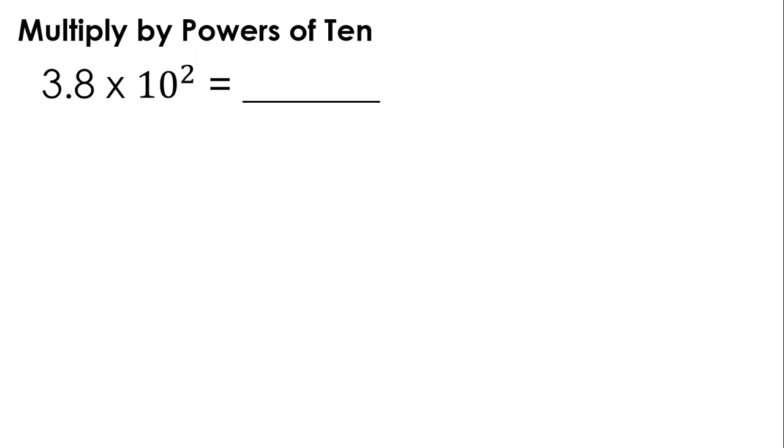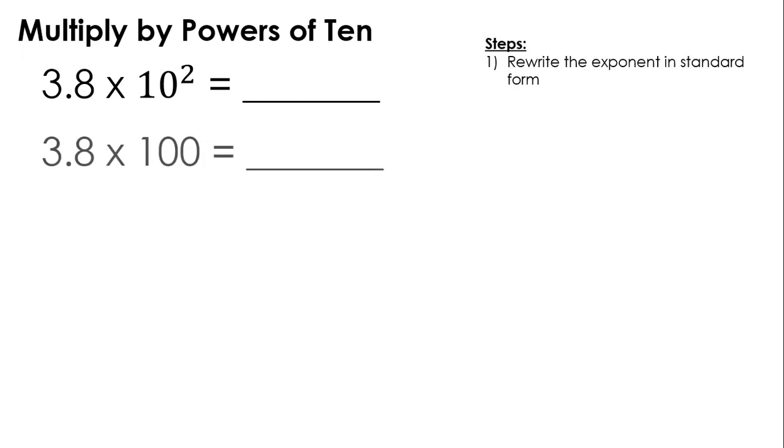Let's move on to multiplying by powers of 10. Here we see 3 and 8 tenths times 10 to the power of 2. The first thing we're going to do is rewrite the exponent in standard form. So we're going to rewrite this equation as 3 and 8 tenths times 100 because 10 to the power of 2 is 100. Next, we're going to place the digits in our place value chart.